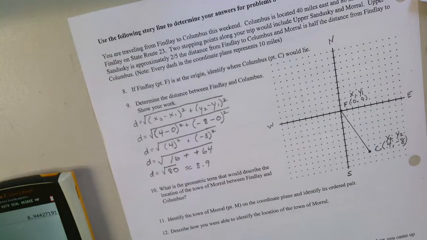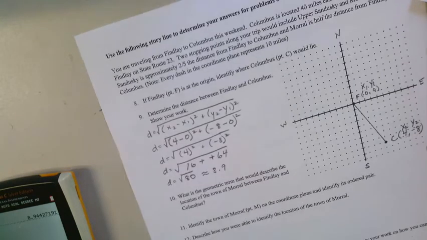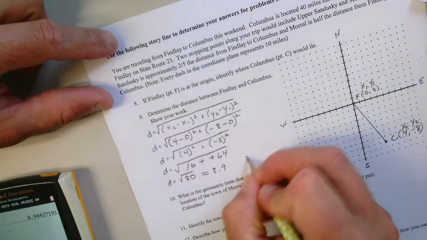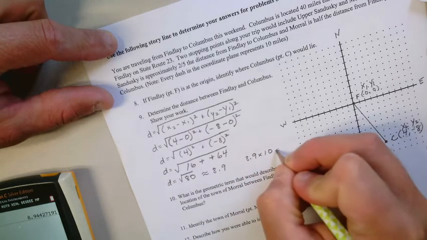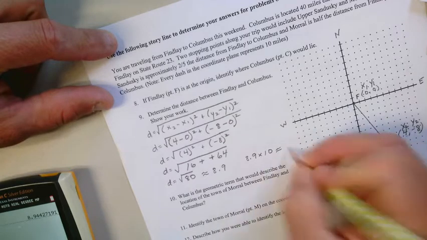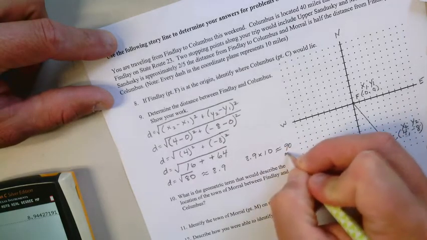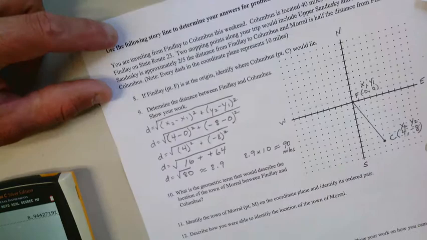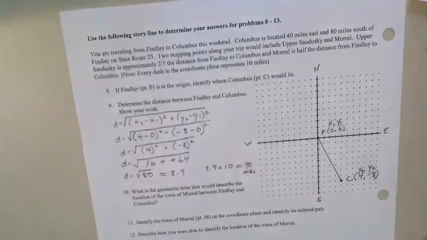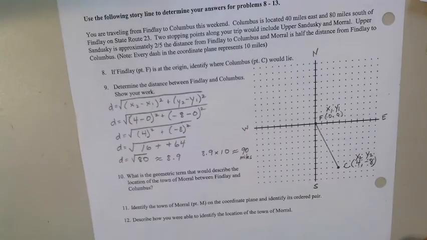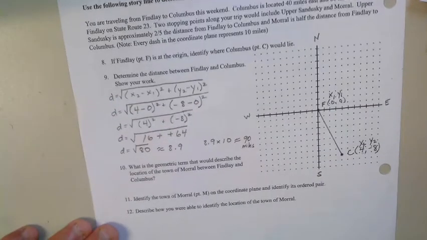Now, almost made this mistake. Remember, each unit is 10 miles. So if I take that 8.9 and multiply that by 10, we're talking approximately, I'm going to use the approximate symbol, 90 miles. Okay, 90 miles there. Sorry, the paper was kind of cockeyed as I was working through that, but I hope that made sense to everybody.